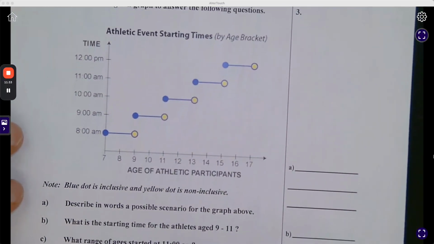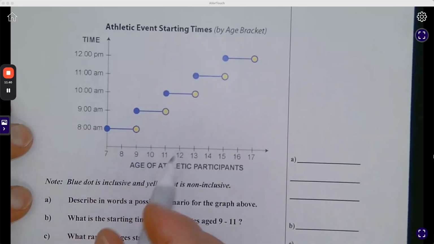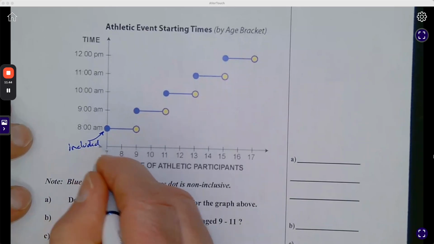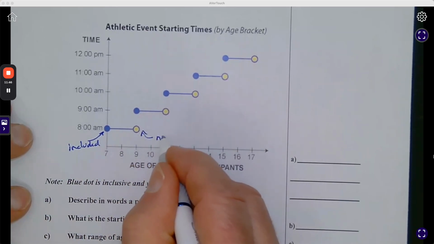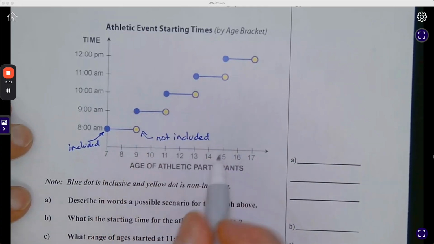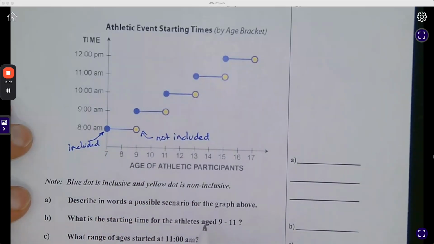Athletic events. All right, 8 a.m., 7 to 9-year-olds go. If it's in dark blue, that means it's included. If it's in yellow, that means it's not included. Okay, that's when it ends and they begin. At 9, they end. 9-year-olds to 11-year-olds begin. Right? Okay.